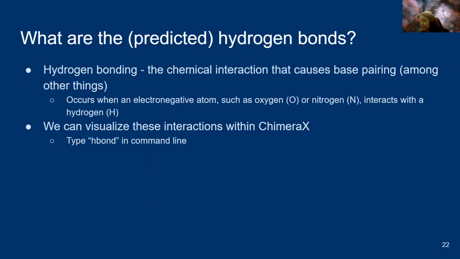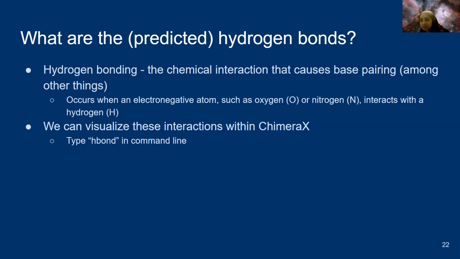All right. And then finally, I wanted to look at what the predicted hydrogen bonds are. Hydrogen bonding, in case you're not familiar with it, is the chemical interaction that basically causes the base pairing within RNA. And it also causes other things, but it's important for base pairing. So I wanted to see where the hydrogen bonds are in the structure. It occurs when electronegative atoms such as oxygen or nitrogen interact with a hydrogen nearby.